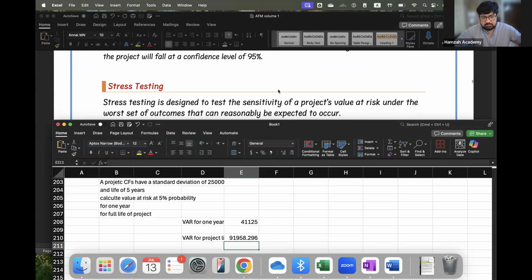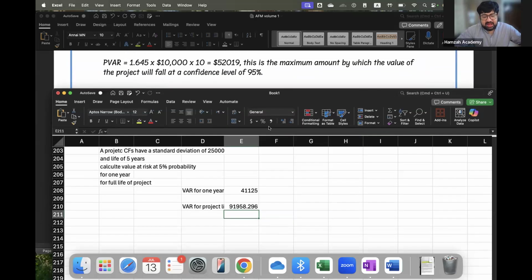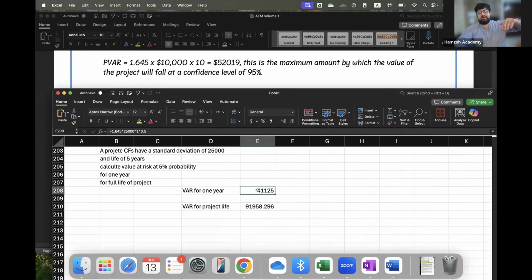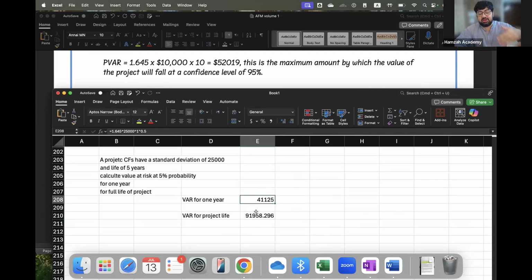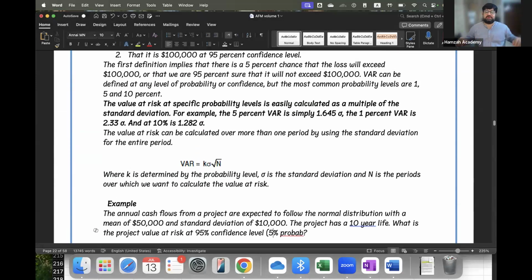Interpretation: at 95% confidence, the maximum value that will fall over the life will be this. At 95% confidence, or 5% probability, the loss will be more than this. So that is the value at risk of a project.